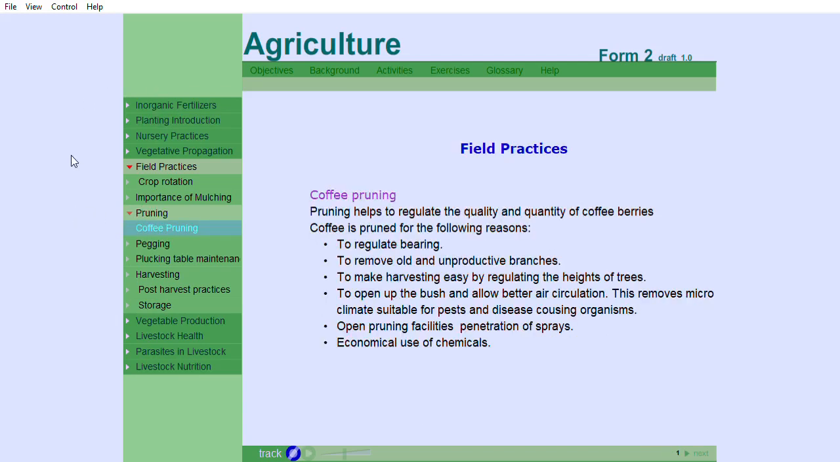Coffee pruning. Pruning helps to regulate the quality and quantity of coffee berries. Coffee is pruned for the following reasons: to regulate bearing, to remove old and unproductive branches, to make harvesting easy by regulating the heights of trees, to open up the bush and allow better air circulation. This removes the microclimate suitable for pest and disease-causing organisms. To open up the bush for penetration of sprays and economical use of chemicals.